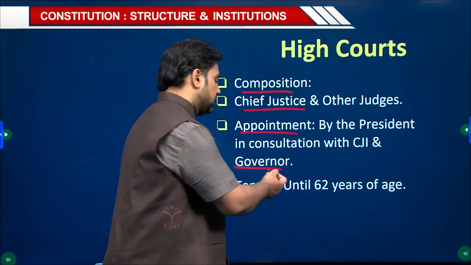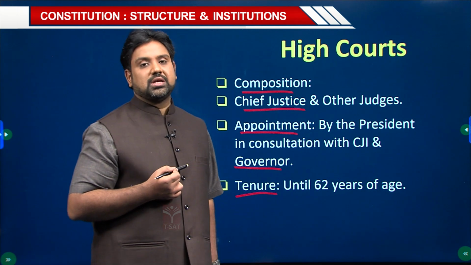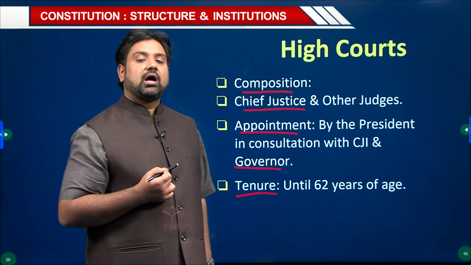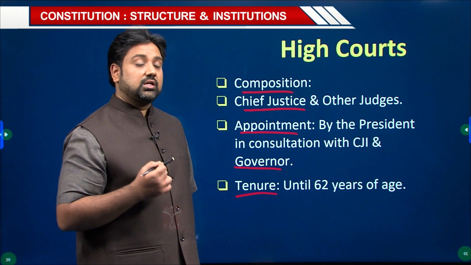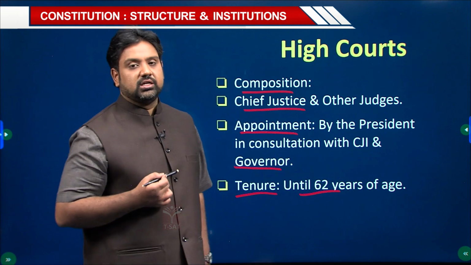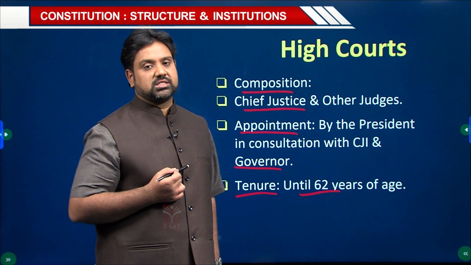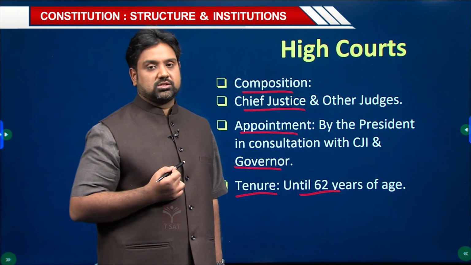Then the tenure. When it comes to the term of office, a person who has been appointed as a judge of the High Court will hold the term till he completes the age of 62 years, after which he demits that particular office or retires. For the Supreme Court of India, it is 65. When it comes to the state High Court, it is 62 years of age.